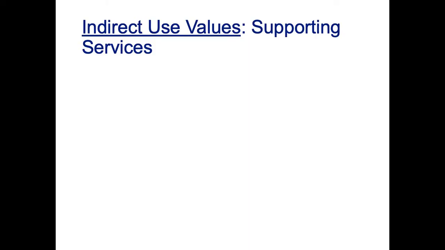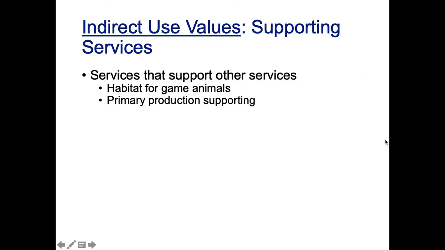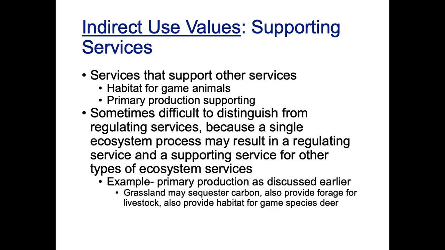All right, the next type of indirect use value are called supporting services. And these are services that support other services. So these are things that ecosystems do that are needed so that we can get those other direct or indirect services or indirect uses. So some examples of this are providing habitat for game animals, primary productivity that is supporting these other services like drought resistance or climate regulation.